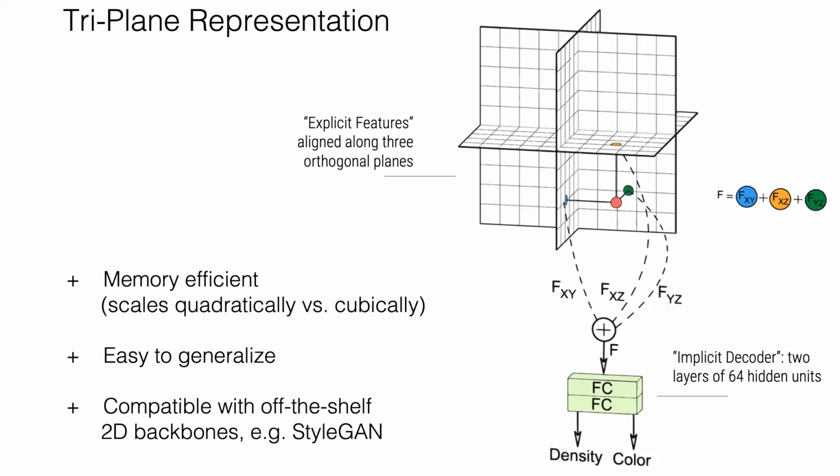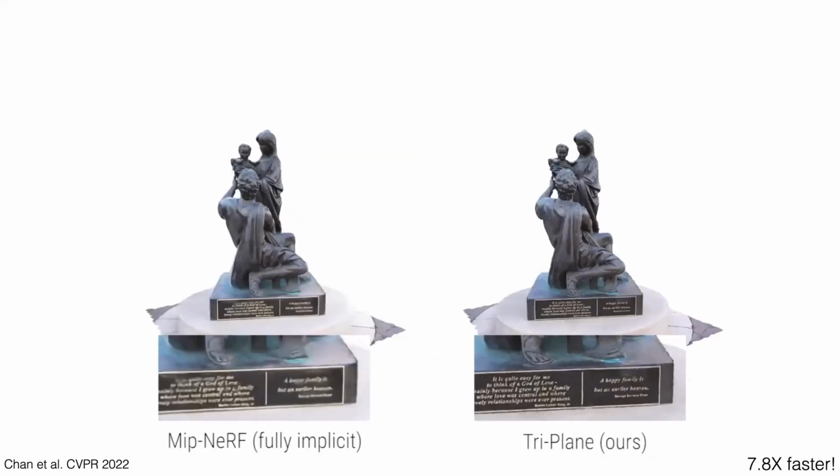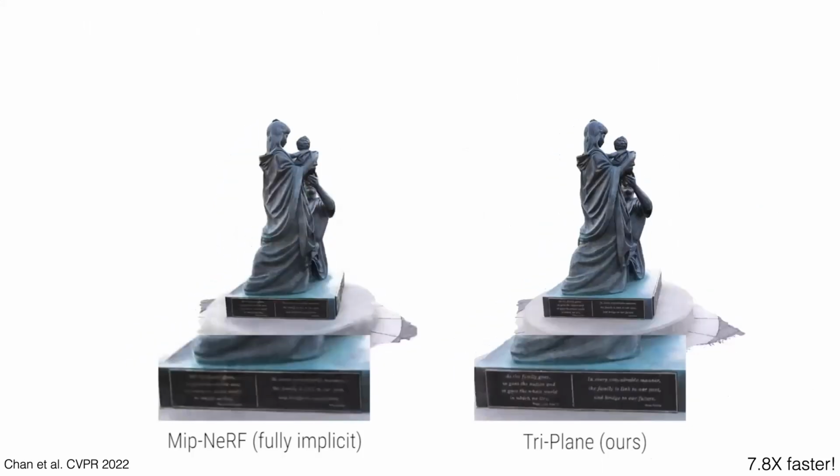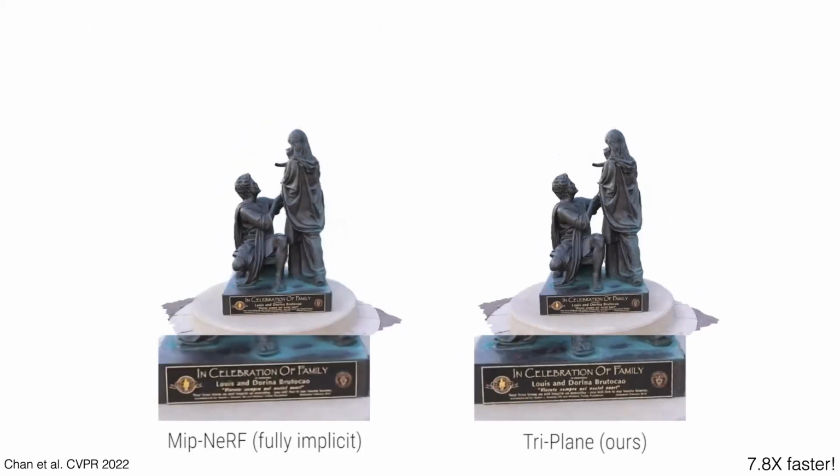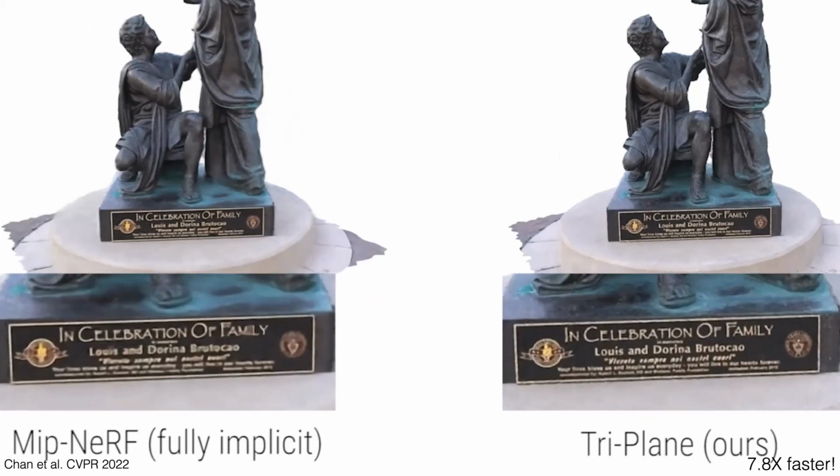It turns out that this is easy to generalize. And perhaps the most important thing is that it's totally compatible with off-the-shelf 2D generator architectures. So we can use existing StyleGAN type generators to generate these three planes because they're just 2D images. And to convince you that this simple representation actually works, we have a full state-of-the-art MIP-NeRF representation, fully implicit on the left, representing a scene from the Tanks and Temples data set.